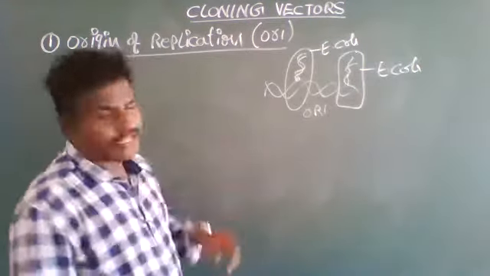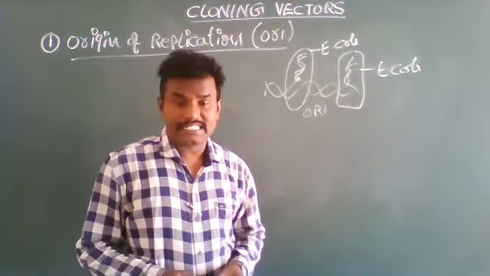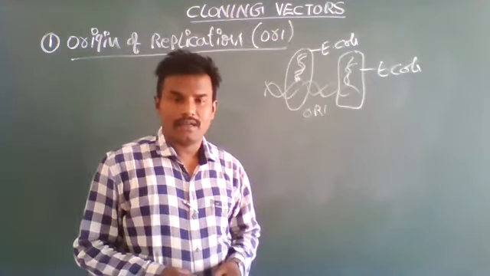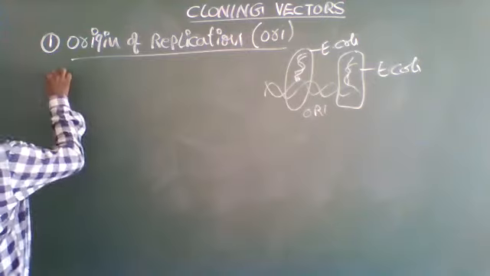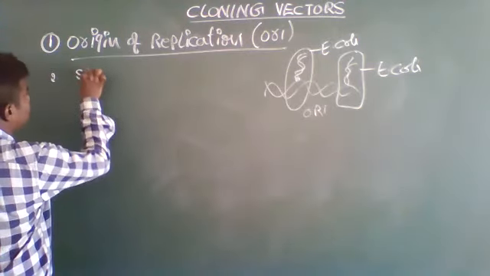So this is the first feature that is required in the cloning process. Okay. So the second point, selectable markers.